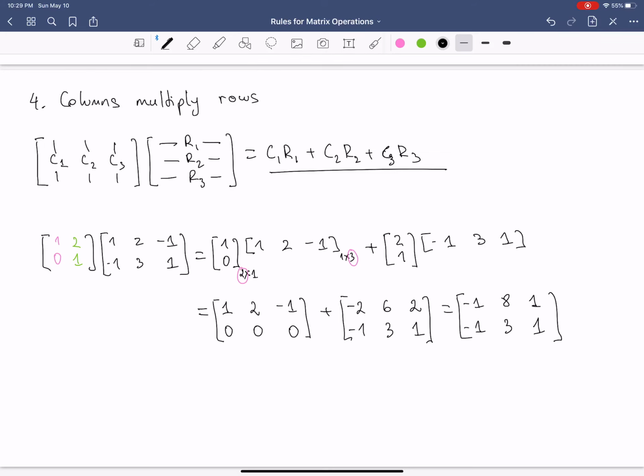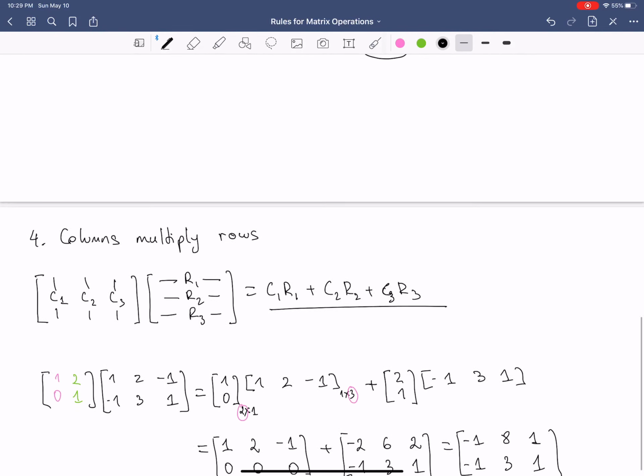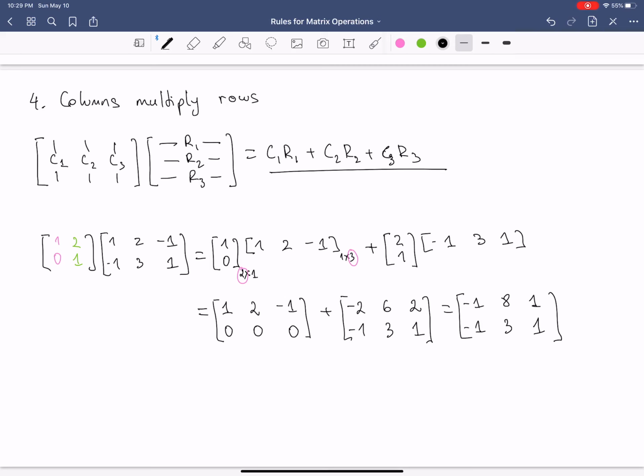Let's compare. So the first row is -1, 8, 1. If you compare the two matrices, you see that they're exactly the same. All right, that's enough for this video.